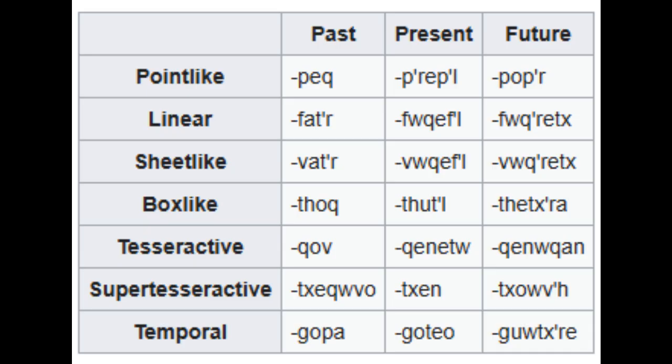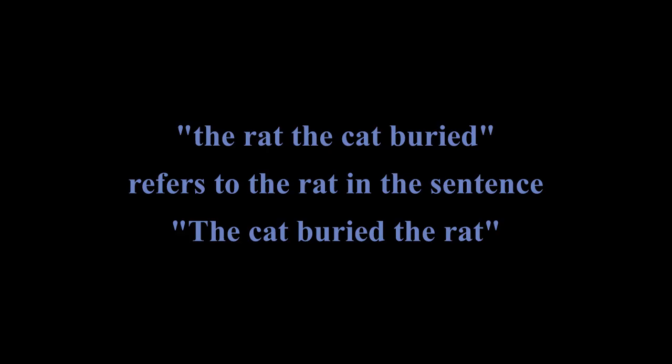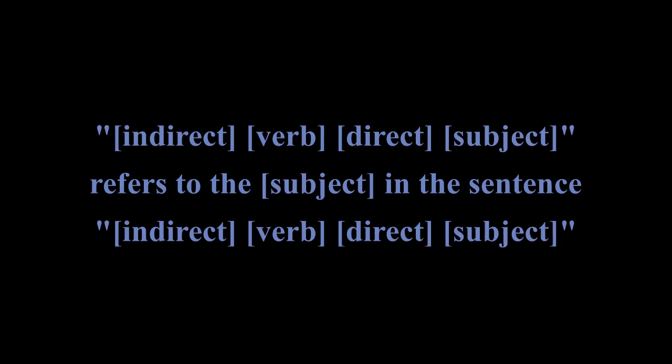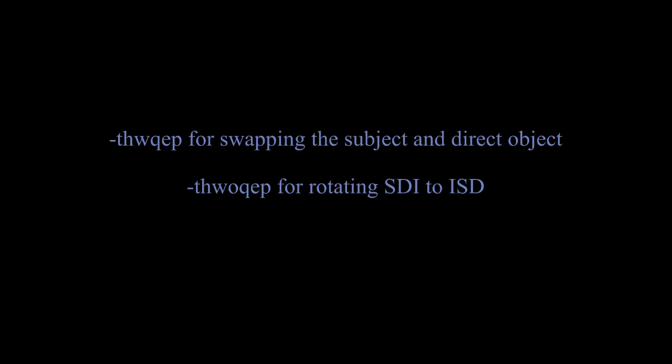Verbs aren't super inflected, it's basically just a table of the classes with past, present, and future tenses. Also, there's a nice noun phrase thing where you can embed an entire sentence as a noun. Kind of like in English, you can say the rat, the cat buried, which means the cat buried the rat and refers to the rat. In Quatrammotile, it's a similar thing, except it's an entire sentence arranged by IVOS, and the specified noun is always the subject. But there are suffixes that rearrange the arguments.